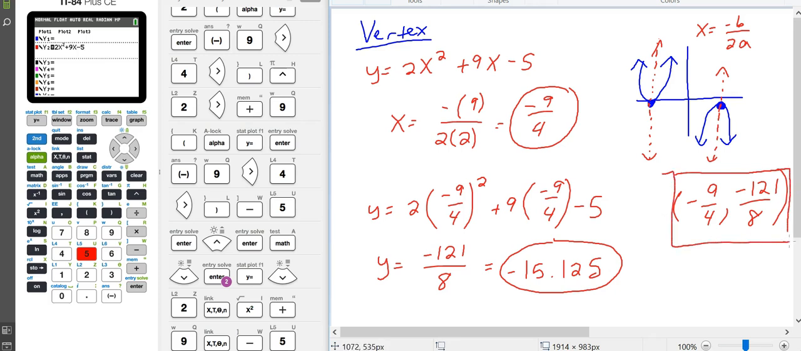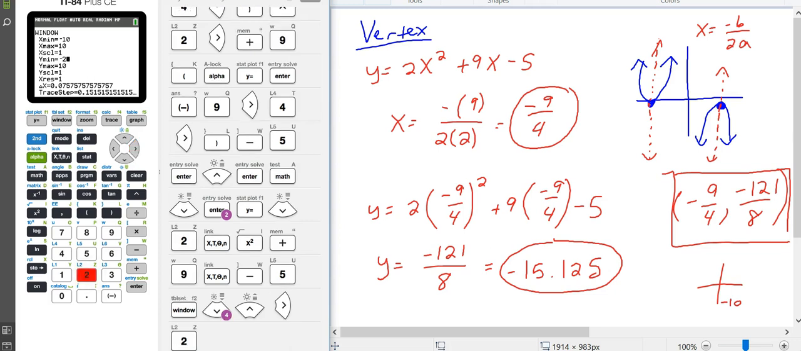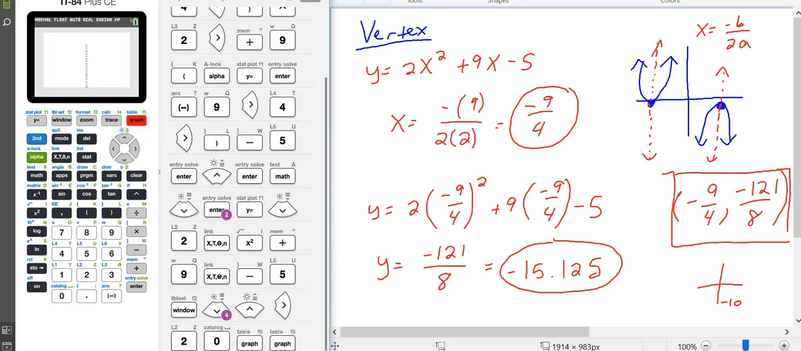So if we graph in zoom 6, our minimum y is only -10, and we're not going to be able to see our vertex. So we have to make the minimum y a little bit lower. Let's make it -20. So we go into window, go down to y min, type in -20, and then graph. There we see our vertex.